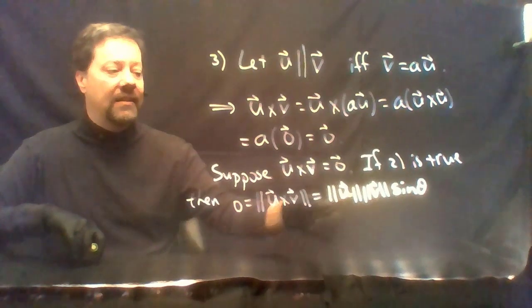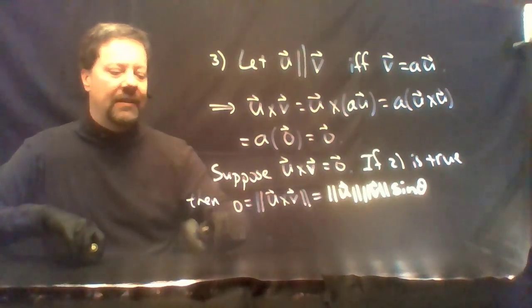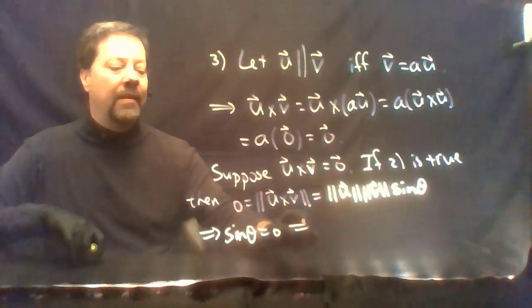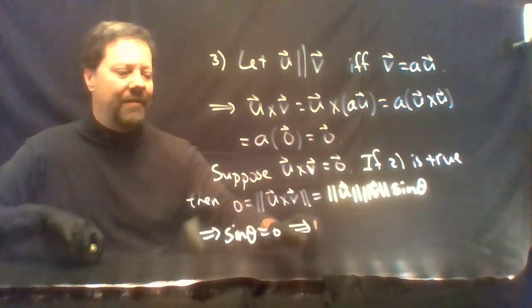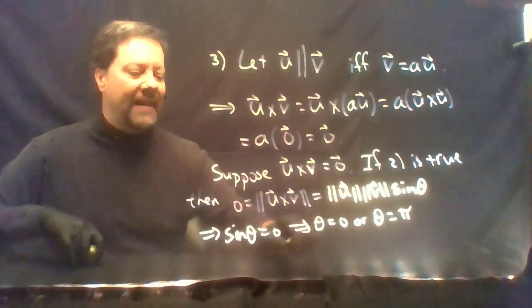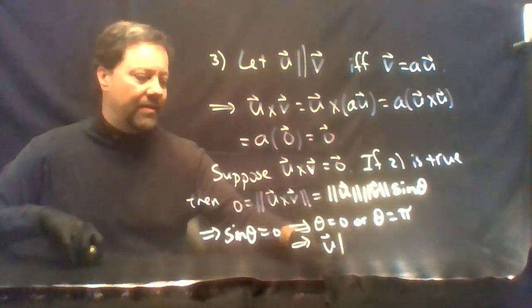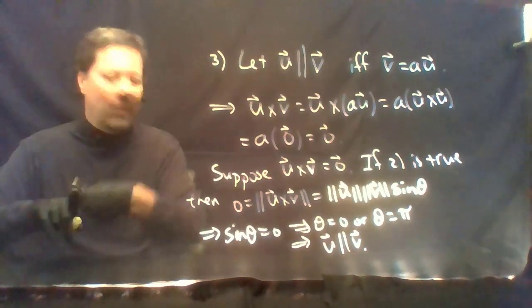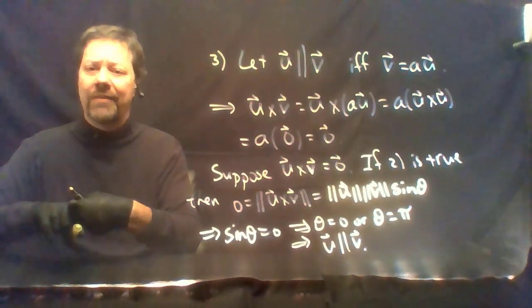If that's the case, then these norms are not 0, and that will imply then that sine theta is 0. Well, if sine theta is 0, then theta is either 0 or pi, but that implies that these vectors are in fact parallel. The angle between them is 0, they're parallel, they're pointing in the opposite direction, they're still scalar multiples of each other, and they're parallel. So we've seen that property 3 depends upon the truth of property 2. The same is true for property 4.